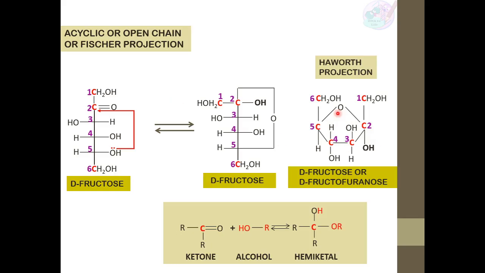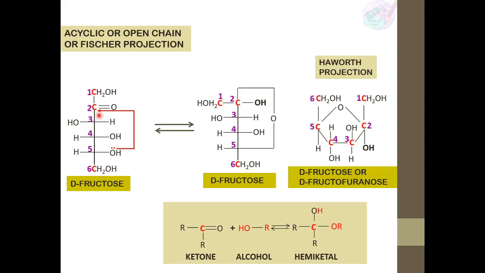Similarly, this is the cyclic structure of fructose. This fructose has a ketone group, which is present at the second position. This lone pair of oxygen attacks this carbon and forms a bond between them. This oxygen will become the ring oxygen. So here is the structure of this fructose.